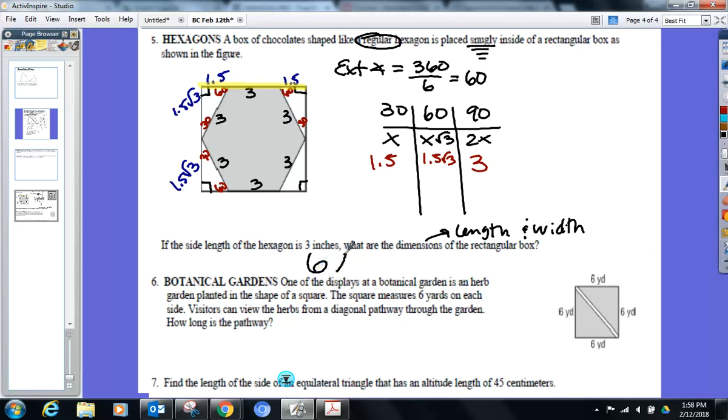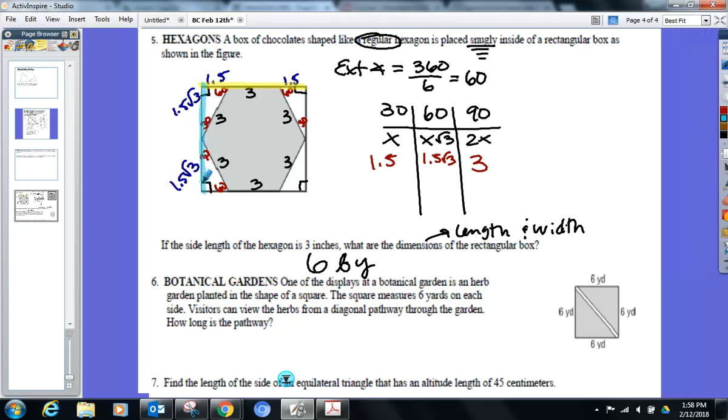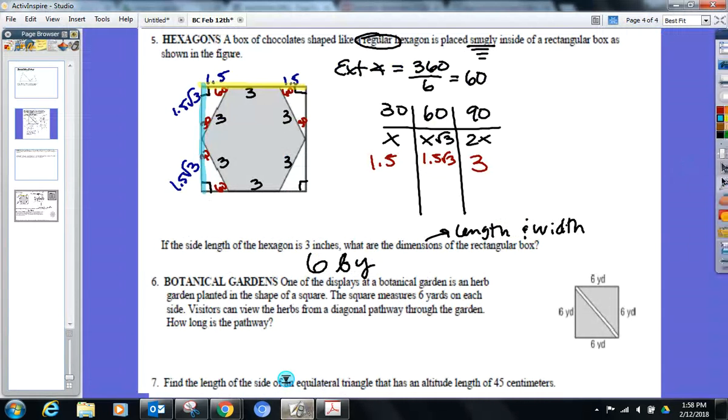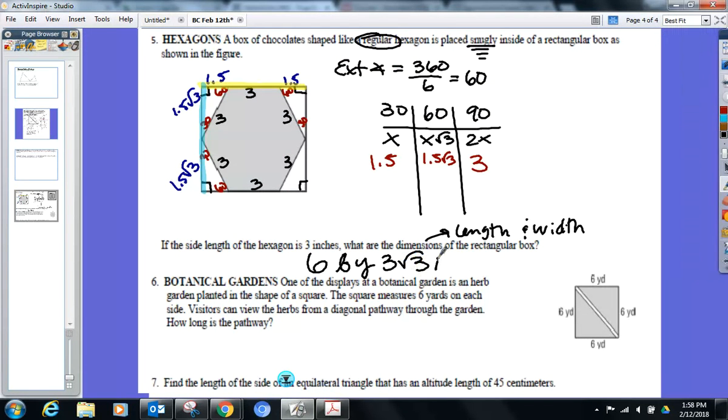So 1.5, 6 by, let's go on this side now. Let's go on the vertical side. By, how long is this side right here? 3 radical 3, yep. And this is in inches, correct? So make sure we have inches there. So it's 6, or 3 radical 3 by 6. I would take either one. Any questions on the chocolates there?